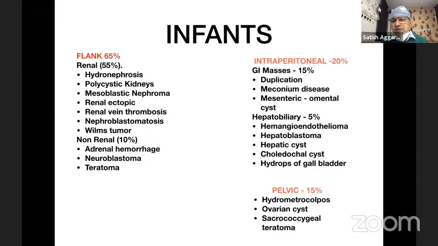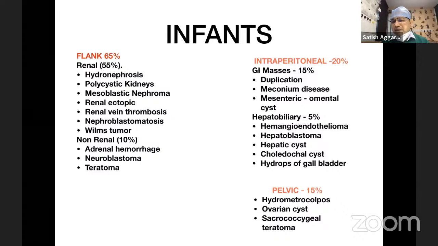Similarly, intraperitoneal masses, which form about 20%, they can have GI masses in 15% cases. For example, cystic masses of duplication, meconium disease, mesenteric cyst, omental cyst, hepatobiliary system like a choledochal cyst or a gallbladder cyst, and solid tumors of the liver like hemangioendothelioma and hepatoblastoma. So again and again, differentiation between solid and cystic will keep on coming. And ultrasound is the key investigation to tell you whether a given mass is solid or cystic.